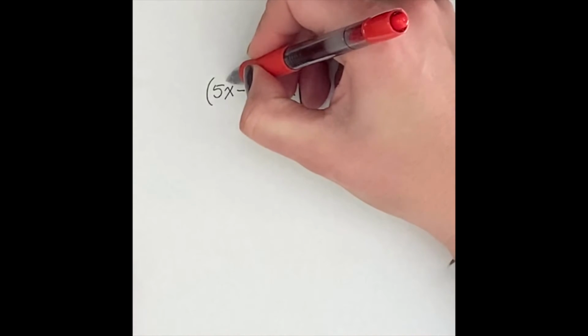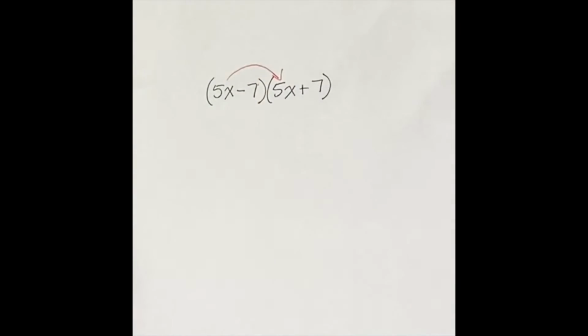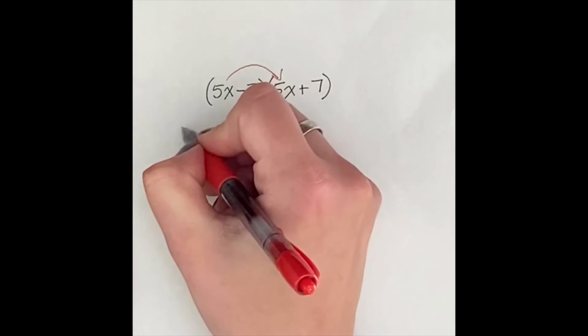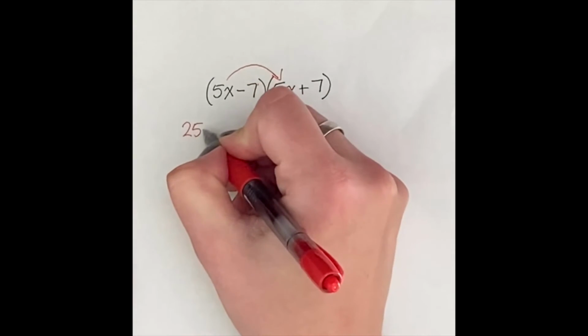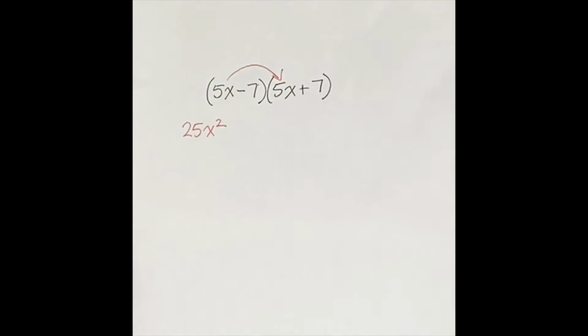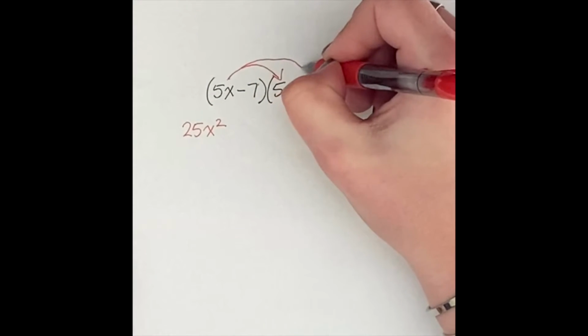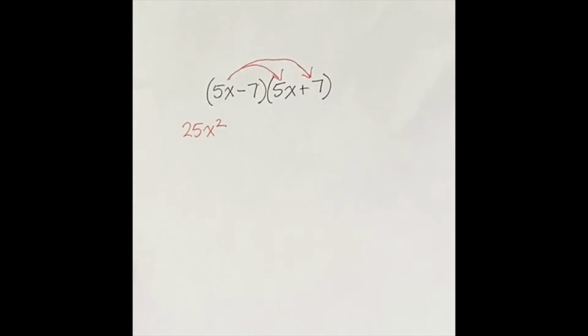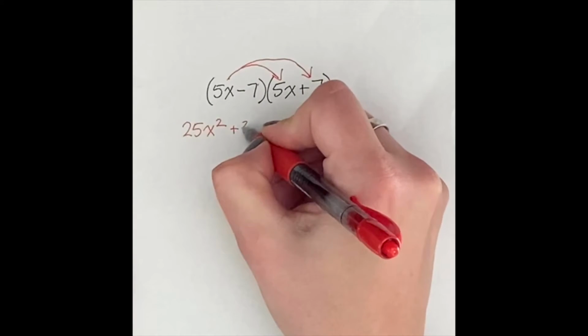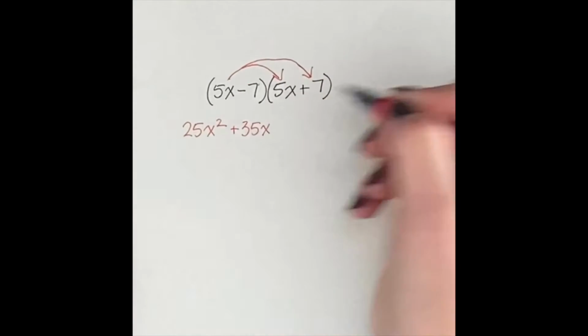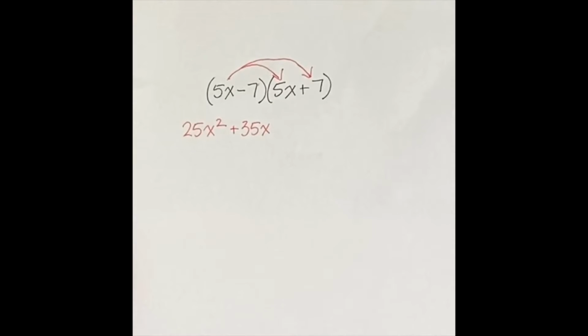We're going to take this 5x and multiply it by that 5x. 5x times 5x is 25x squared. Then we're going to take the 5x and multiply it by a positive 7. 5x times 7 is going to be a 35x.